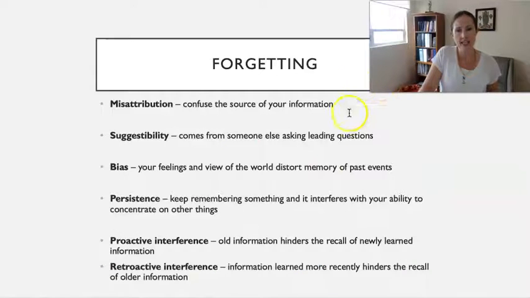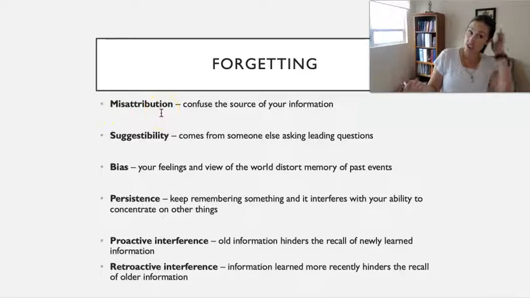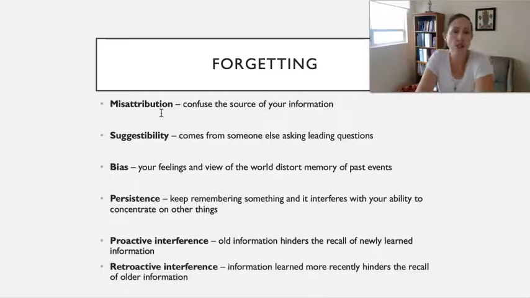More of the sins of forgetting. We have misattribution. You confuse the source of your information. Sometimes this is also called source amnesia. You forget where you learned something. Or, for example, if you are talking to a friend later and you say that you saw a TED video about flashbulb memories. It wasn't a TED video, it was this class. That would be misattribution.